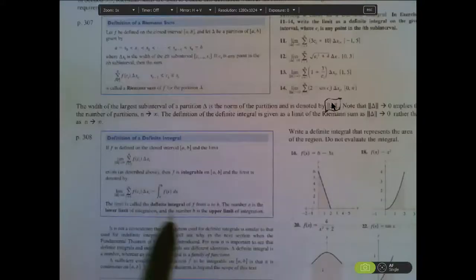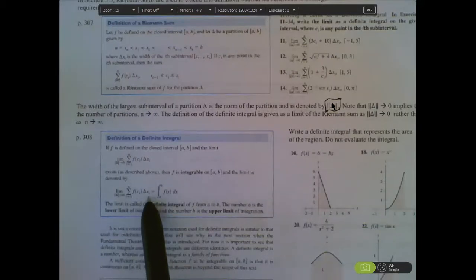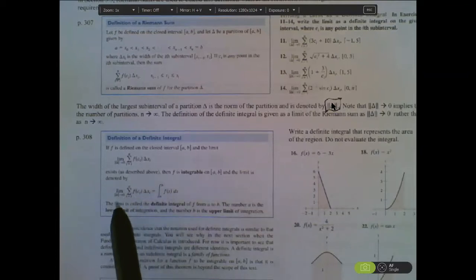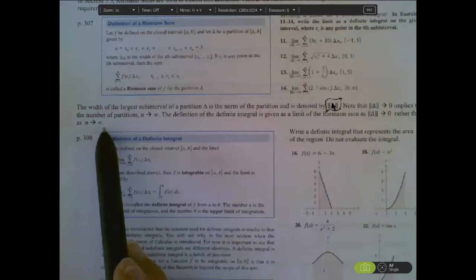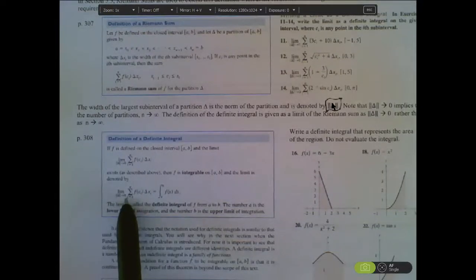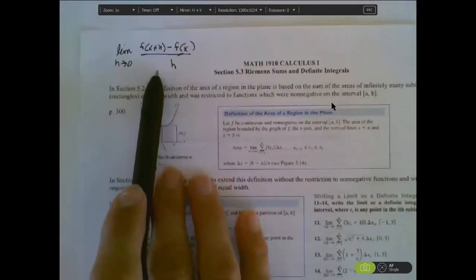Likewise, when you see this definition of the definite integral, I want you to think that's just adding up the height and the width. Height times width gives me area, so I'm adding up the area of a bunch of rectangles as the number of rectangles goes to infinity, and that means the width of each rectangle is going to 0. That is the definition of the definite integral, just like this is the definition of the derivative.